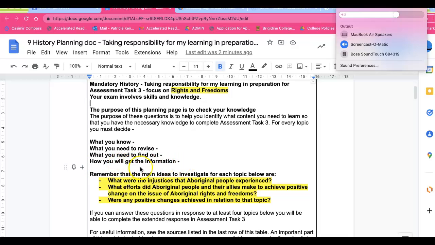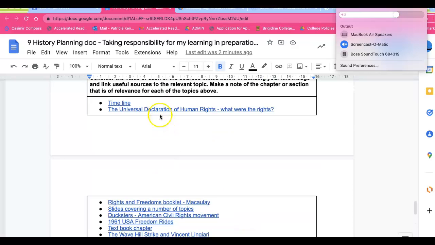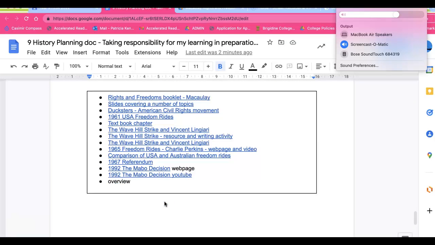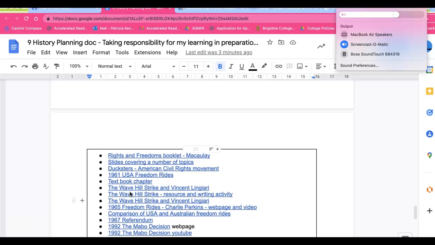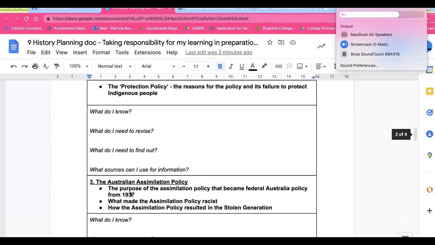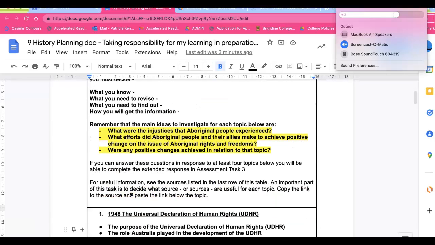Now, you've got a lot of support with how you get the information, because if I scroll down to the bottom of the document, there are a whole lot of resources that I have linked, and I'll be showing you shortly how you can check those resources to see if they're relevant for particular topics. And then you can just paste the link underneath the topic.